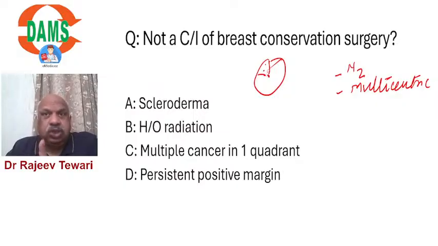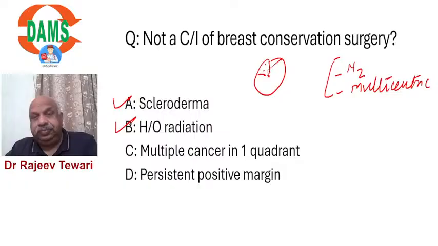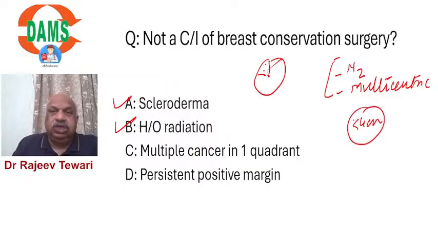N1 is not a contraindication, N2 is. These two are absolute contraindications. Other relative contraindications are collagen vascular disease like scleroderma, past history of radiation, size more than 4 centimeter. Size less than 4 centimeter is the indication, more than 4 is a relative contraindication, because even with more than 4 we see the breast tissue ratio. Family history positive, BRCA gene, double cancer, all these are relative contraindications.